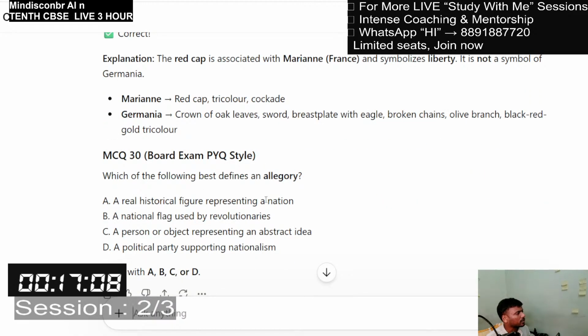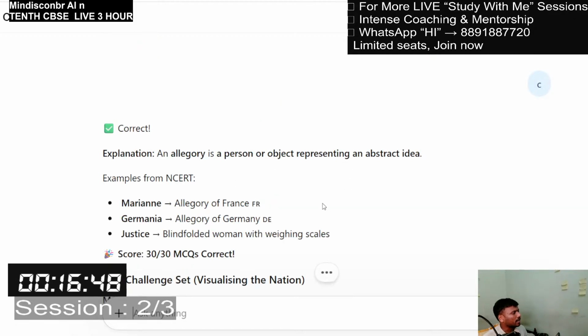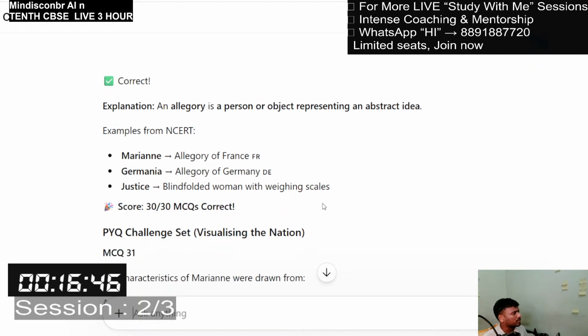Which of the following best defines an allegory? An allegory is a person or object representing an abstract idea. Marianne, allegory of France. Germania, allegory of Germany. Justice: a blindfolded woman with weighing scale represents justice.